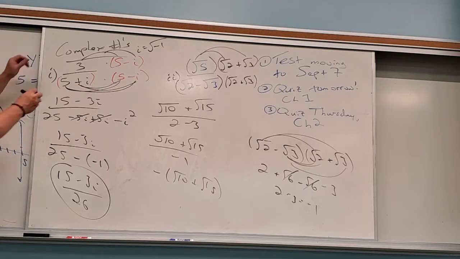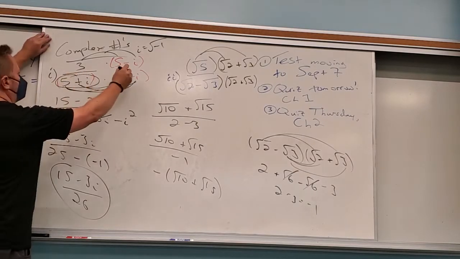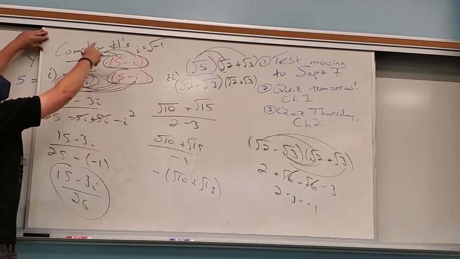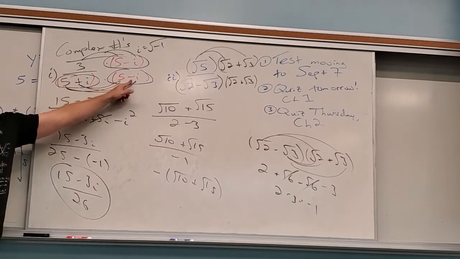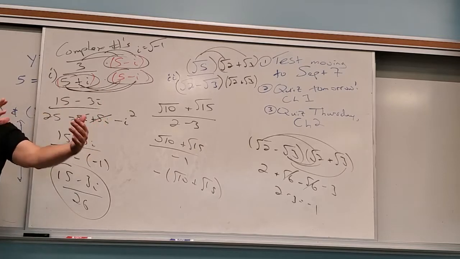So once you figure out what to multiply top and bottom by, now it's just distribution and foiling. That's all it is, right? The only hard part about this is noticing that I have to multiply by the conjugate, the thing with the same terms but a different sign.